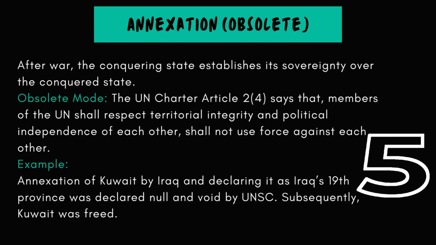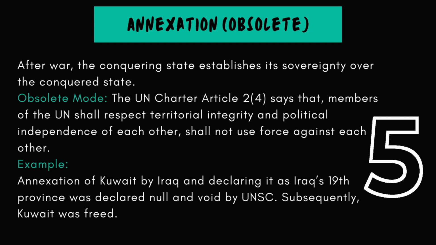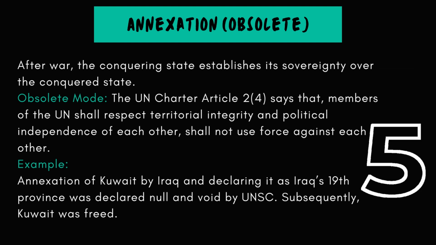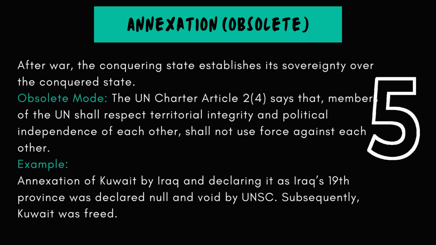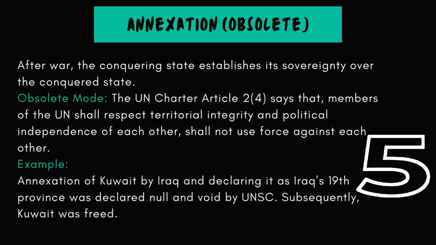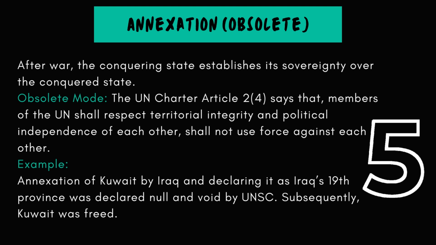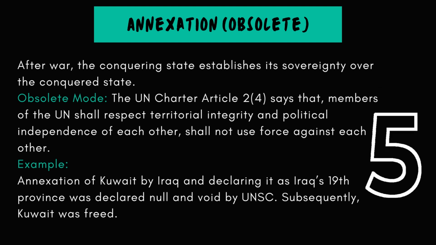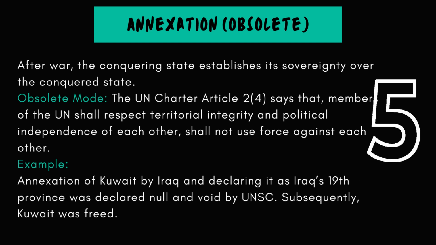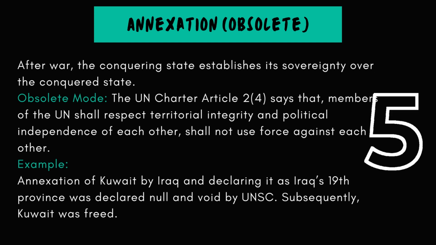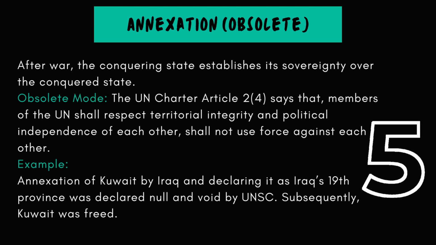Another way of territorial acquisition used to be by annexation, which is obsolete now. After war, the conquering state established its sovereignty over the conquered state. The UN Charter Article 2(4) says that members of the UN shall respect territorial integrity and political independence of each other, and shall not use force against each other. For example, annexation of Kuwait by Iraq and declaring it as Iraq's 19th province was declared null and void by UNSC. Subsequently, Kuwait was freed.